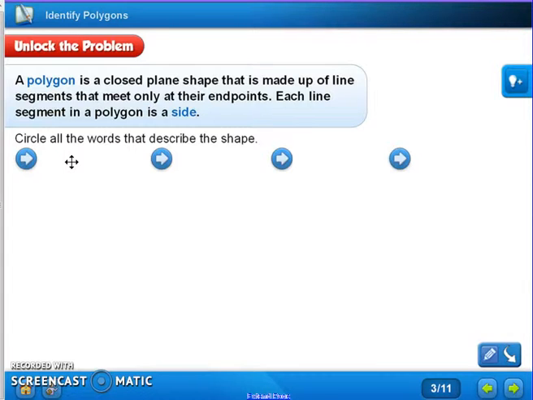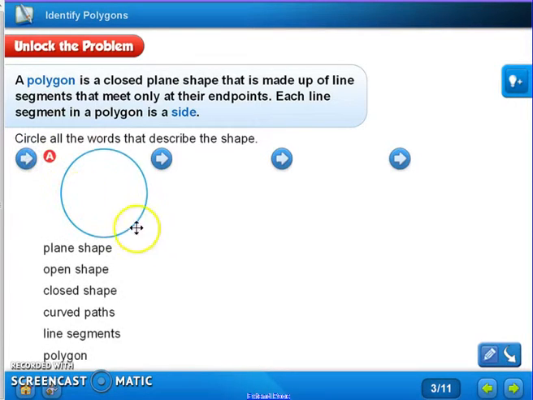So looking at this definition, we know that a closed plane shape is something like a square or a circle or a triangle, that the lines connect and nothing from the outside can get in. Plane also means that it's flat. It has length and it has width, but it does not have depth. And it says that the line segments do not intersect. They only meet at their endpoints. So let's see if we could look at some shapes and decide what words describe them.